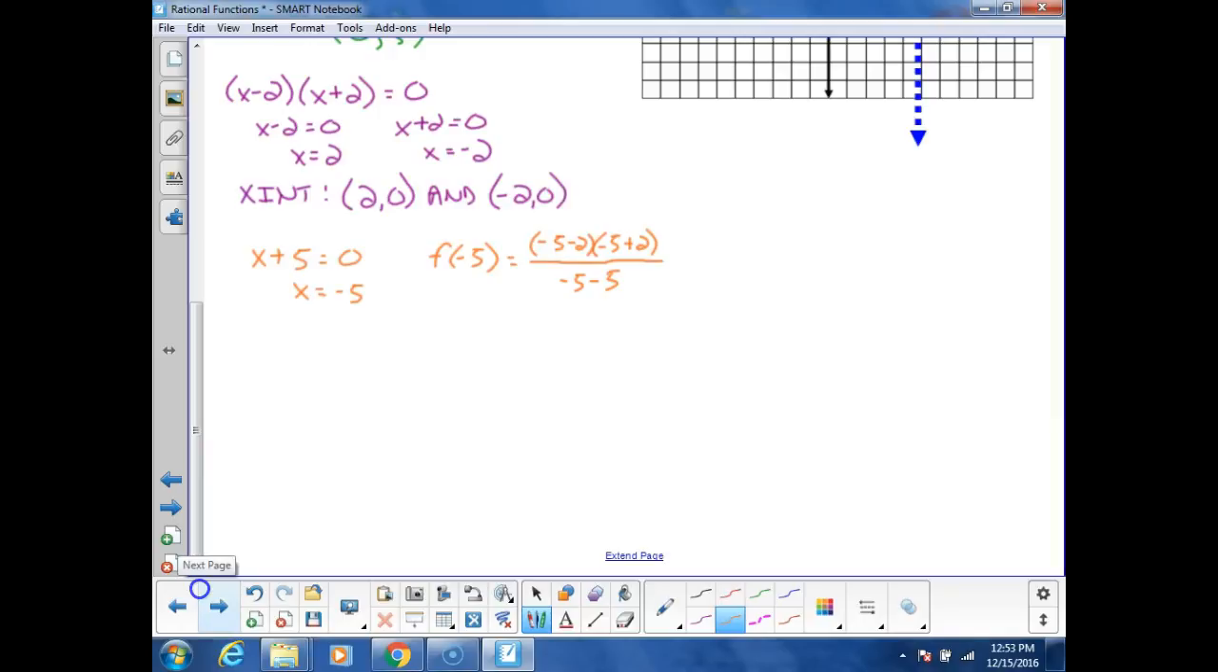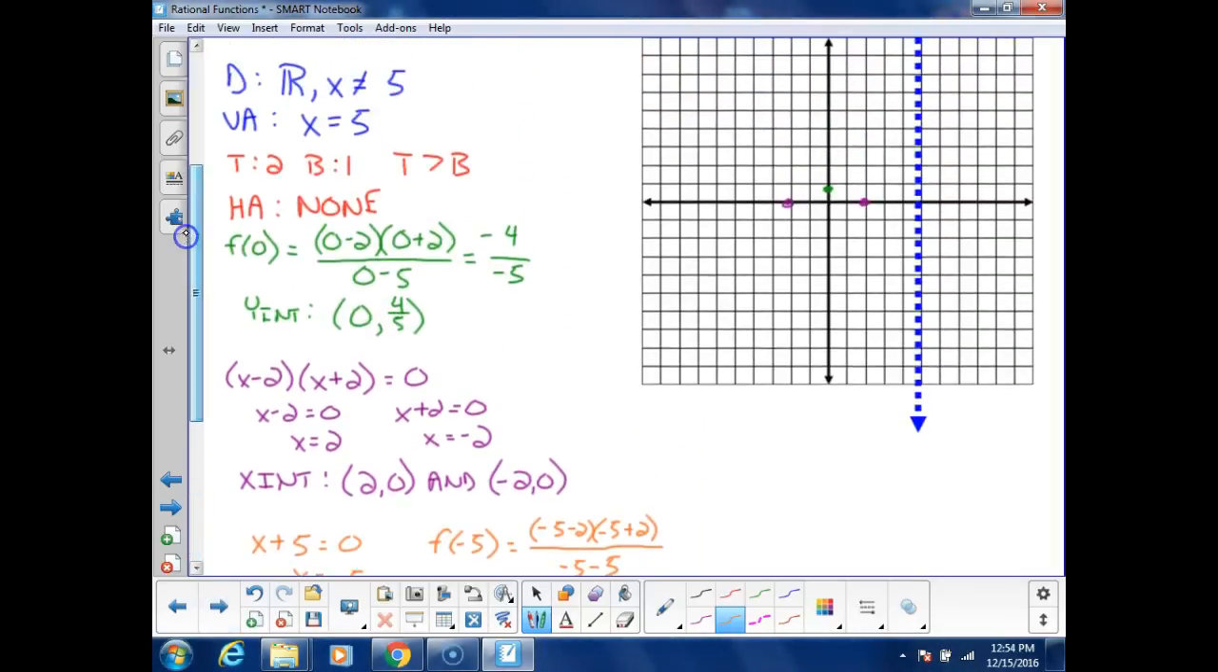So that's going to be negative 7 times negative 3 all over negative 10. So that's going to be positive 21 all over negative 10. So the hole is at negative 5, comma negative 21 tenths. So that's negative 2.1. Oops, not solid, not solid, not solid. Okay, so there's my hole.